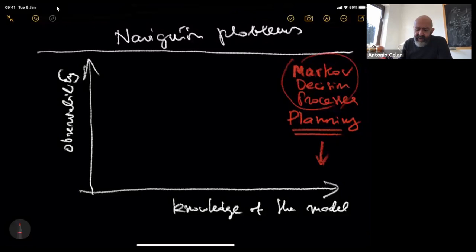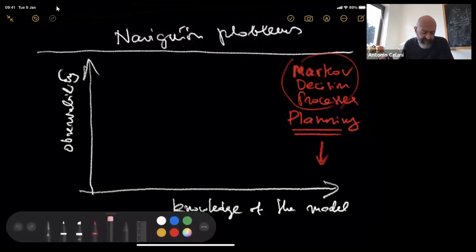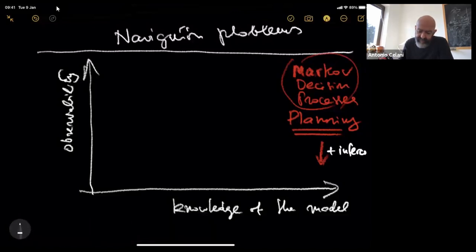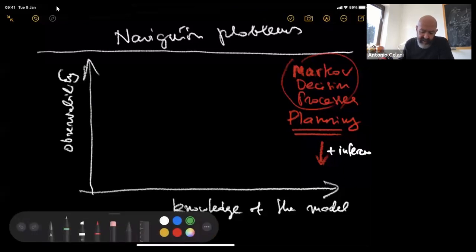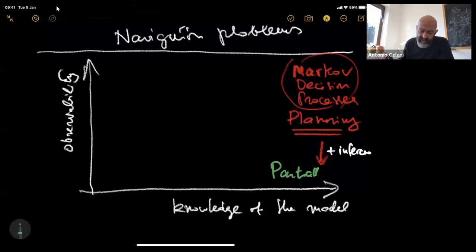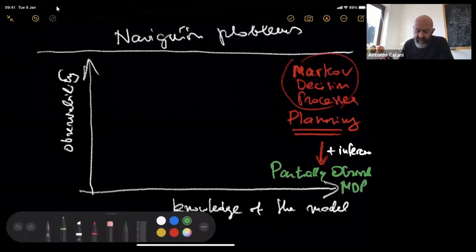So here, when you add this partial observability, the basic tool that we will use is combining this decision process theory with inference. If we add inference to the game, we get to what we call partially observable Markov decision processes. So in all these situations, again, it's a problem of computation. You know your model, you know your state, or you know the probability of being in a certain state, and you can compute what will happen in the future and therefore plan accordingly.